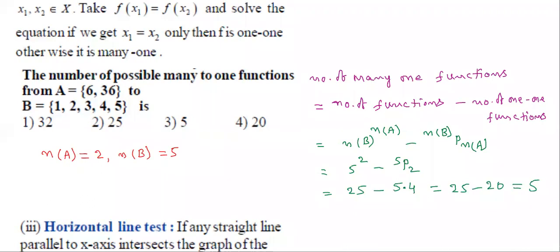So the number of many-one functions. How many are possible, students? Only 5.